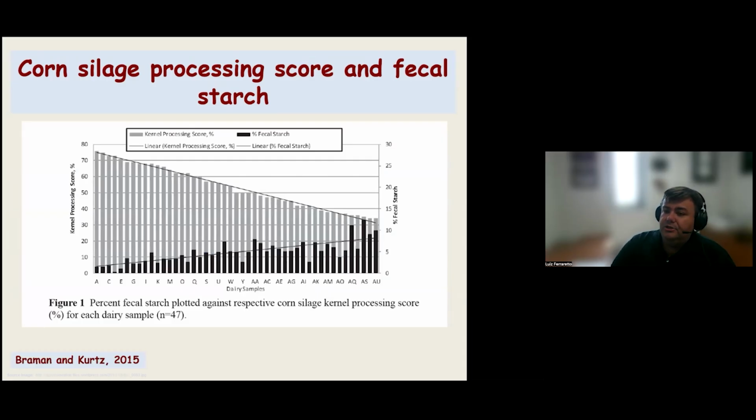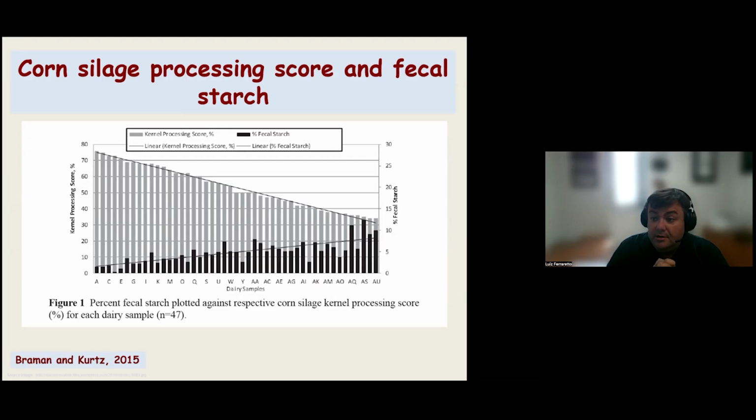Here we have the relationship between kernel processing score, which is basically the assay that we use to estimate how well we are breaking kernels in corn silage, versus fecal starch, which basically tells us how well cows are utilizing that starch, right? Everything that lives in the manure means that we didn't do a good job making sure that it was available to the cow. And you can see that the gray bars here are kernel processing score, and the black bars would be fecal starch, and it's a negative relationship.